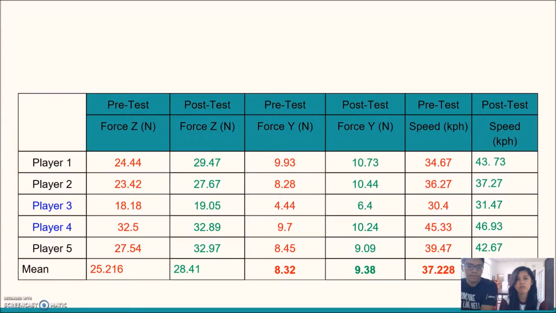So this table shows the means of the pre and post test between the force Z and force Y and the speed. So first, intra-trial observation shows that the acceleration and force Z have significantly greater values than acceleration and force Y, meaning there's more acceleration and force during the forward swing phase as compared to the follow-through phase.